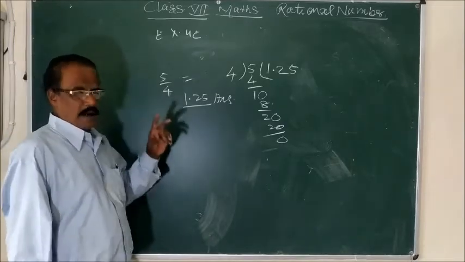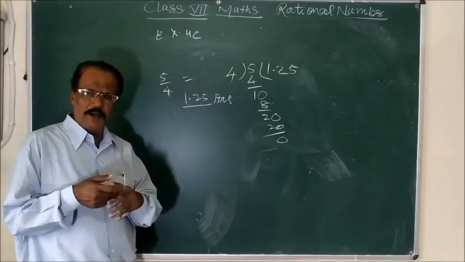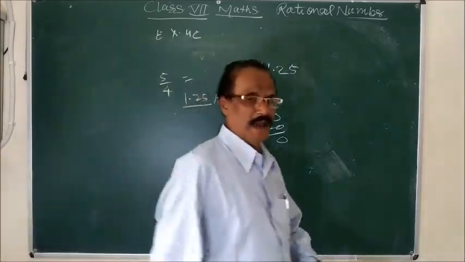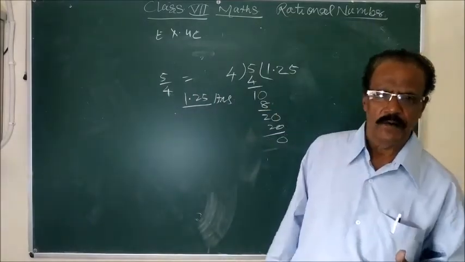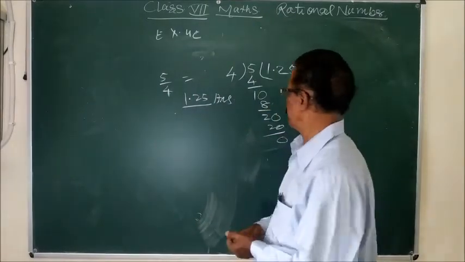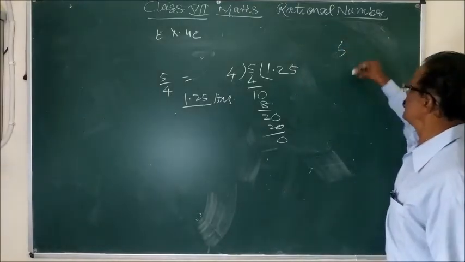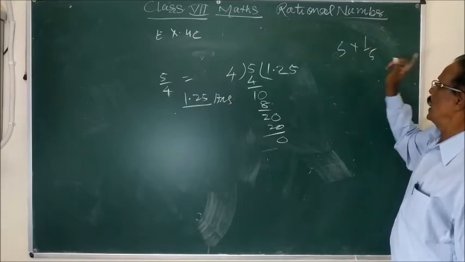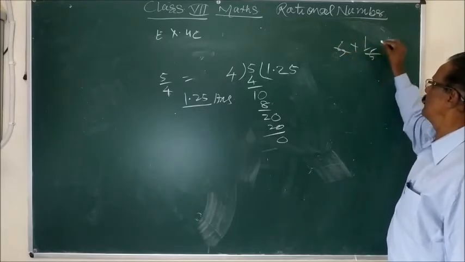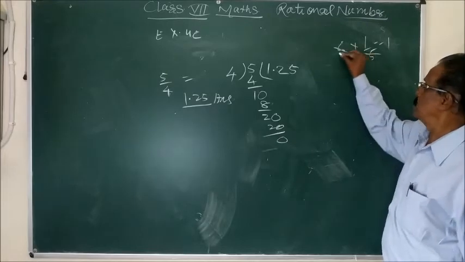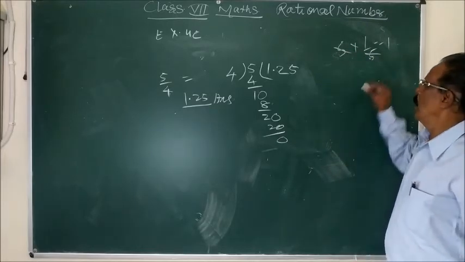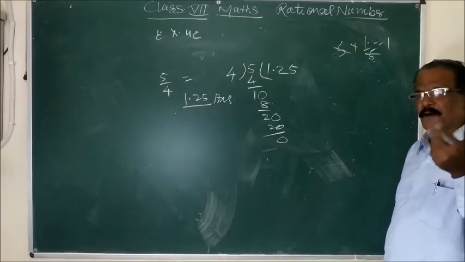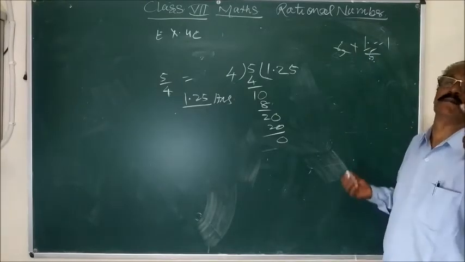And reciprocal: if the product of two numbers is 1, then each number is called the reciprocal of the other. 5, what is the reciprocal of 5? 1 by 5. This means if you multiply 5 by 1 by 5 you will get 1. So 5 is the reciprocal of 1 by 5, or 1 by 5 is the reciprocal of 5.